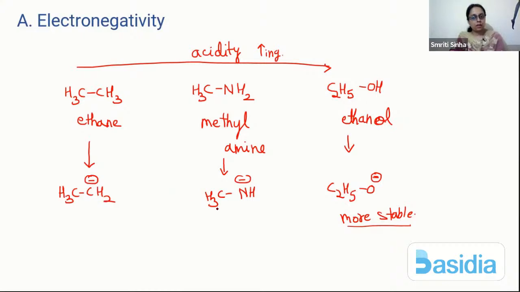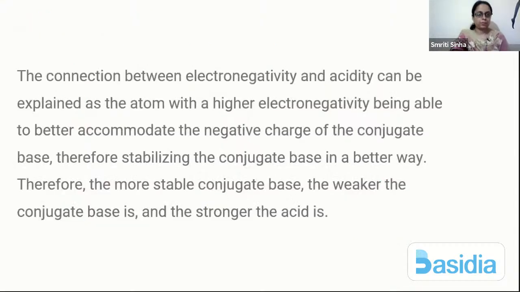And rather than methylamine, which is intermediate in acidic character, comes ethane. Now, why is ethane less acidic? Because its conjugate base is very less stable. As it is very less stable, it won't let its H plus go out, and therefore it won't form the conjugate base. So what is the main reason behind this? This is the first thing, that its conjugate base is more or less stable. According to that, the acidity is decided.